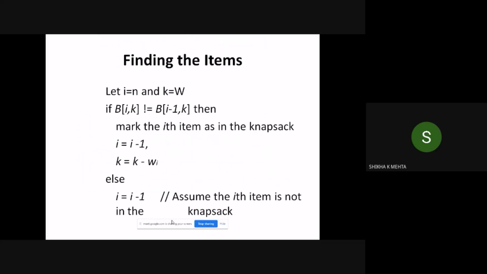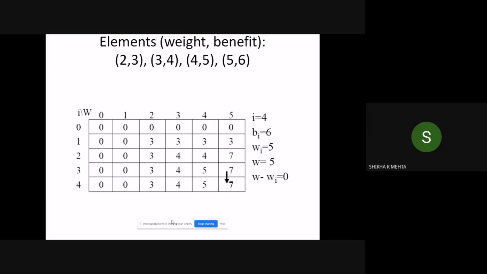The technique, or the algorithm, for finding the items which will be taken in the knapsack is as follows. Here we are assuming these are the two variables which we are going to use for iterating over the number of items as well as the weights. Because it is a matrix, B is the matrix that we have created. In this particular matrix, I represents the rows and W represents the columns.